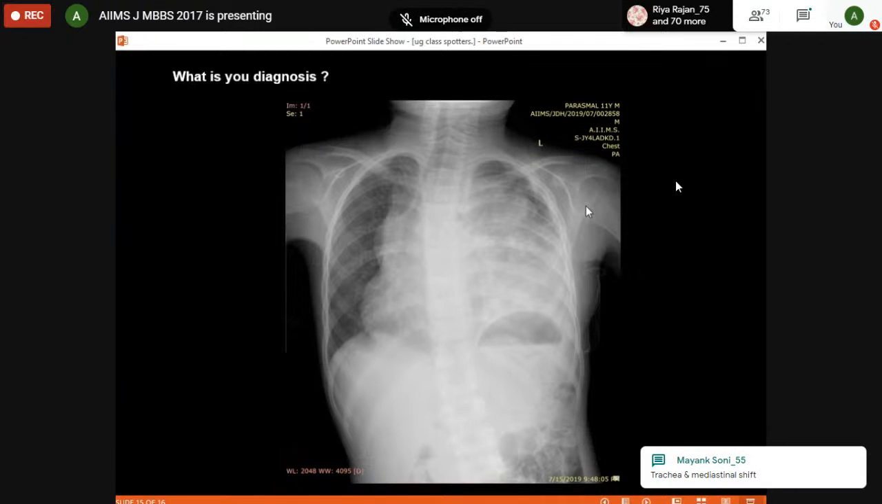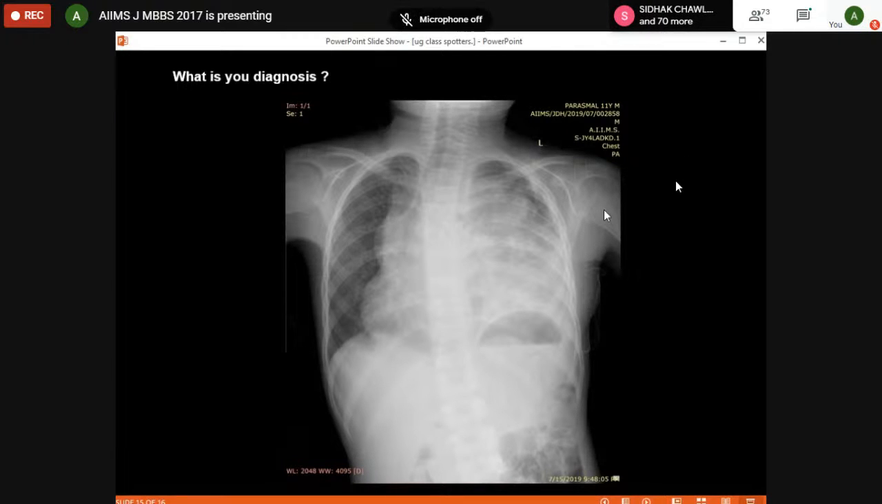So I'll show you the corresponding CT images. I'm pretty sure someone is trying to describe the findings. That's right, there is mediastinal shift, right? And the trachea has been shifted towards the right side. Okay, so that means the lesion is predominantly occupying the left side. Very good. Any other findings that you can appreciate?